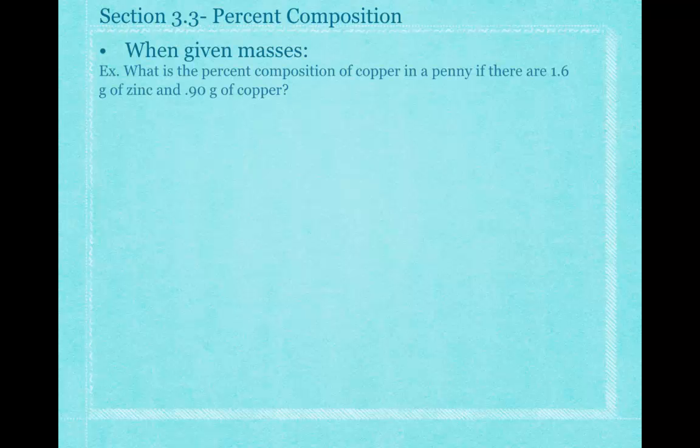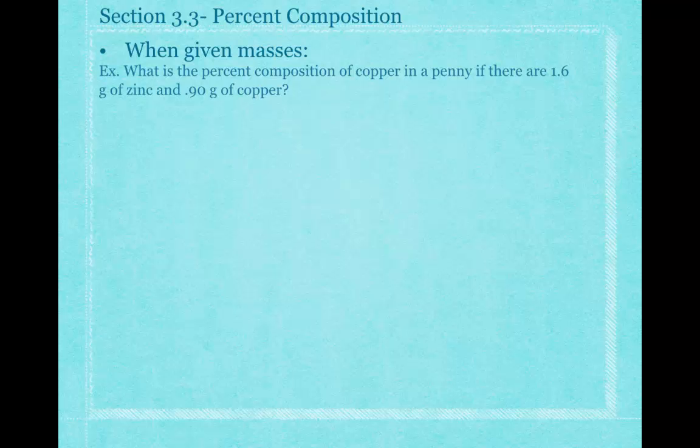If I give you the mass of each element, then you can calculate the percent composition. All you do is use the masses that are given. You put the element's mass that you are interested in on top, and then the total mass of the compound on bottom. So in this example problem, it says, what is the percent composition of copper in a penny if there are 1.6 grams of zinc and 0.90 grams of copper?